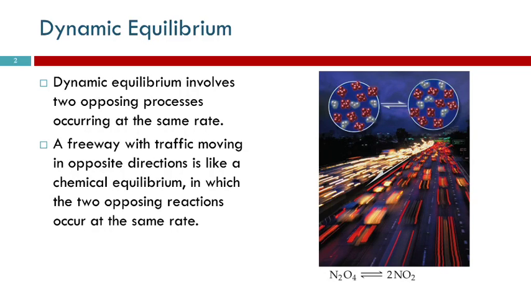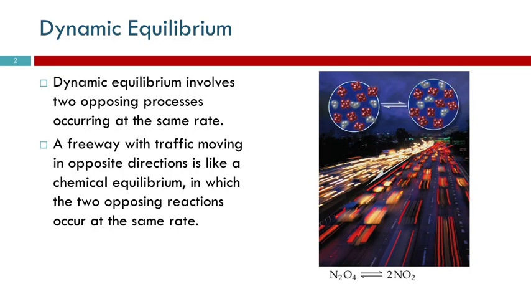So one analogy for this is a freeway. Here you have a freeway and you've got cars moving north and you've got cars moving south. They're going in opposite directions. But if the cars are moving at the same rate, then the total number of cars at the north end doesn't change. Because as fast as cars are coming from the south, cars are leaving to go to the south. Does that make sense? So you have movement, you have stuff happening, but overall, looking at the ends, nothing is really changing. The numbers of things are staying the same.